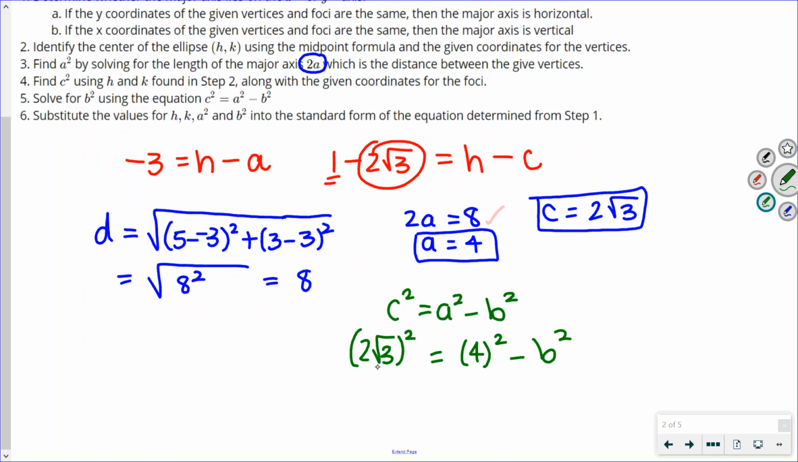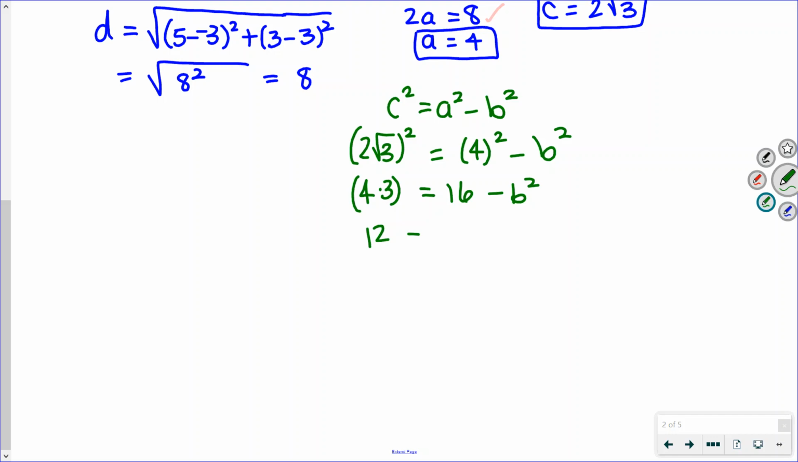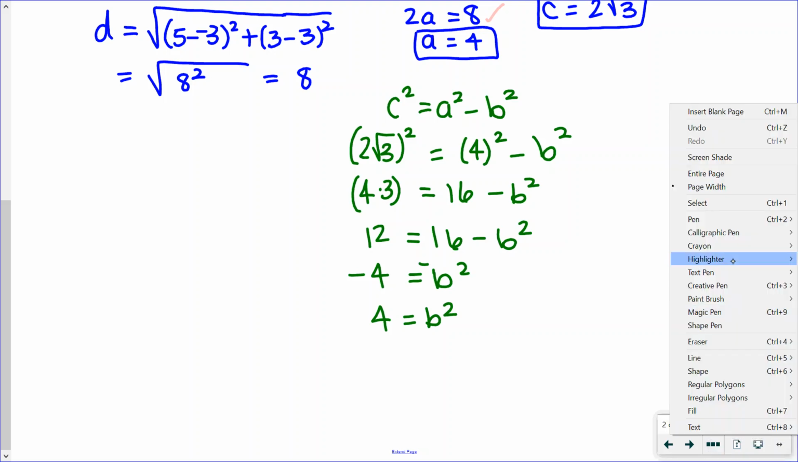Now, 2 square root 3 squared: 2 squared is 4, square root of 3 squared is 3. 4 squared is 16. 4 times 3 is 12. We subtract, and we get 4 equals b squared. Sorry, negative 4 equals negative b squared, and if we divide by negative 1, we end up with 4 equals b squared. So finally, I can write the final answer for the equation of this ellipse.